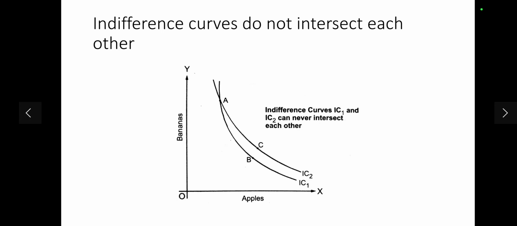And from the diagram, we can see clearly that the consumer is different between B and C. The consumer gets a high level of satisfaction with combination C and a lower level of satisfaction with combination B. So indifference curves cannot intersect each other. The consumer has to be consistent in his choice.